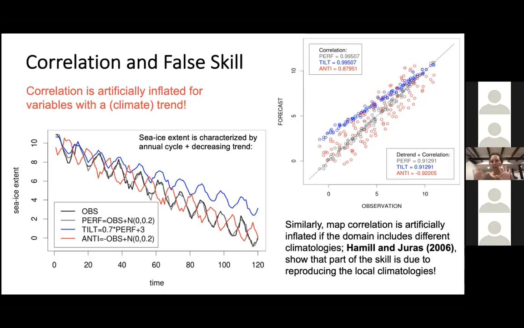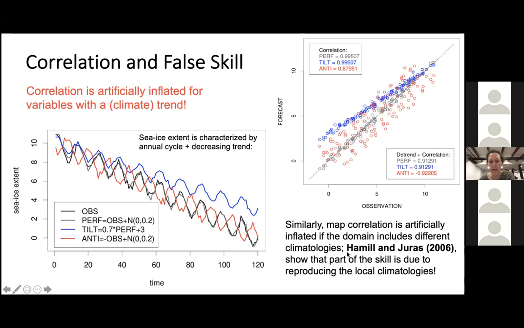So if you have a map, for example, that has, say, some mountains on one side and plains on the other, well, the map correlation is artificially inflated by the presence of these two different climatologies. So you'll have a bunch of points on the scatter plots that are, for example, warm, and then a bunch that is cold, and artificially you'll have a positive correlation just because you get the local climatologies. And you might have them wrong, but you'll have a good correlation.